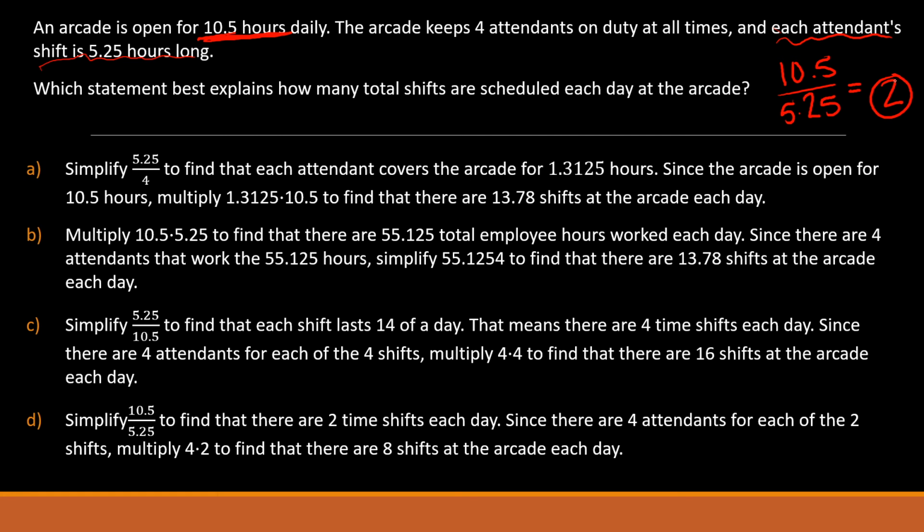Okay. Since there are 4 attendants though, if there's only 2 different time shifts, say a morning and an afternoon, if there's 4 attendants, how do you think we would split those attendants evenly among those 2 different shifts? Do we want to have all 4 work the morning and none work the afternoon? Do we want to have 3 in the morning, 1 in the afternoon? How would we evenly split those?